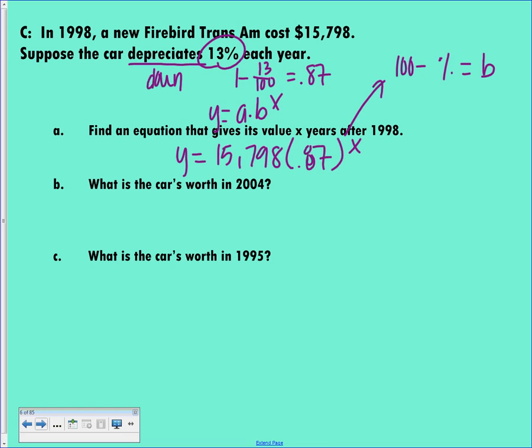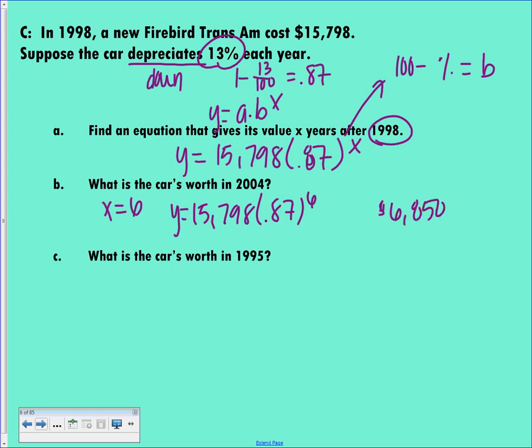So what is the car's worth in 2004? Just read carefully. 2004 would be 6 years after 1998. So we'll have y equals 15,798 times 0.87 to the 6th. Again, powers first. You should get $6,850.43.